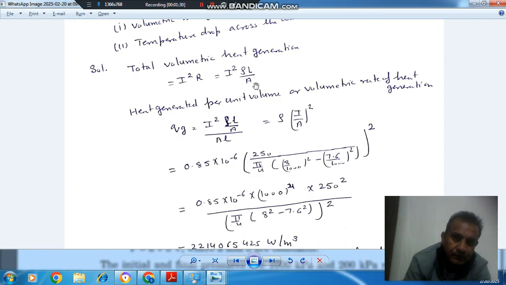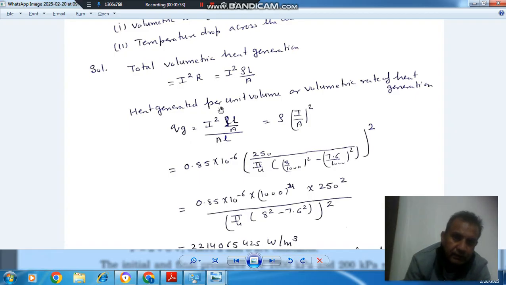So this is the total heat generation. If we want to calculate heat generated per unit volume, we have to divide by volume. Volume is your A into L. So this will become rho I by A square. So that is your volumetric heat generated per unit volume.